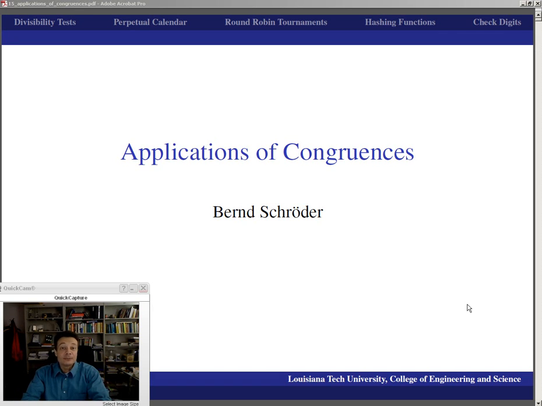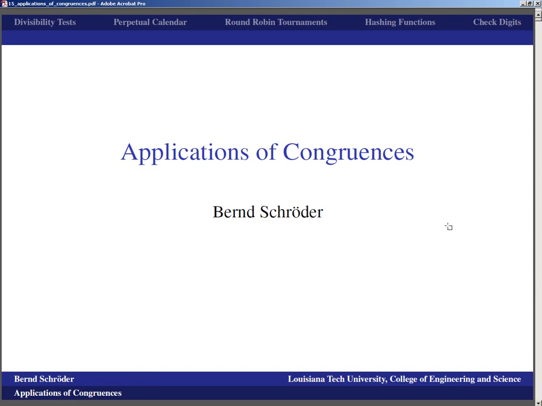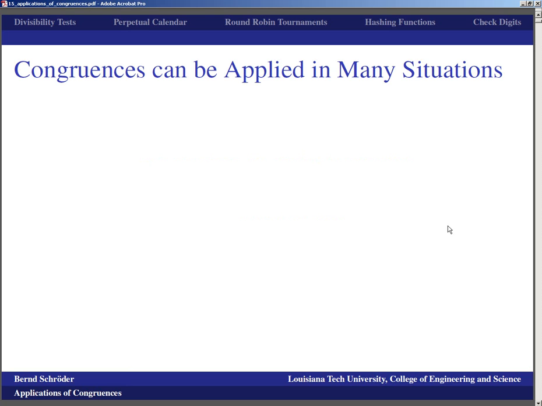Okay, so now that we have congruence modulo m, and now that we know a few facts about them, it's time to start looking at some applications of those things, and that's going to be a whole laundry list of topics. Well, let's take a look at the list. So, congruences can be applied in many situations.